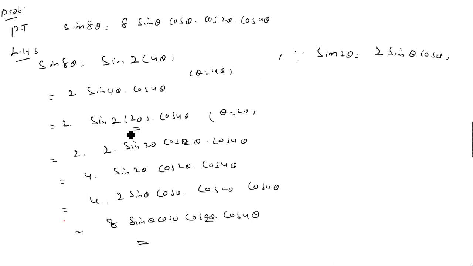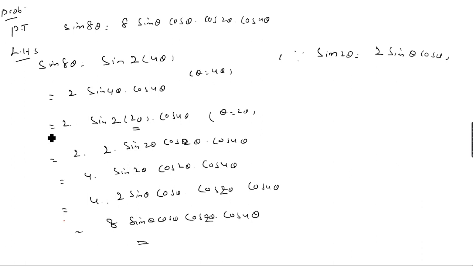And next, the 4 can be written as 2 into 2, that is sin of 2 into 2 theta, so we get sin 2 theta. Here theta equals 2 theta, so it can be written as 2 into sin 2 theta into cos 2 theta into cos 4 theta. 2 into 2, 4 sin 2 theta into cos 2 theta into cos 4 theta. And next we write the formula for sin 2 theta, which is 2 sin theta into cos theta. And finally we get 4 into 2, 8 sin theta into cos theta, and cos 2 theta into cos 4 theta.